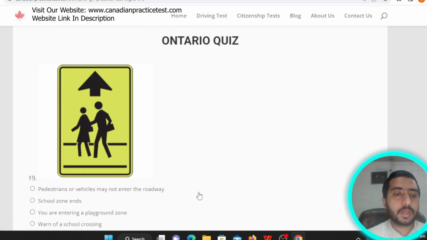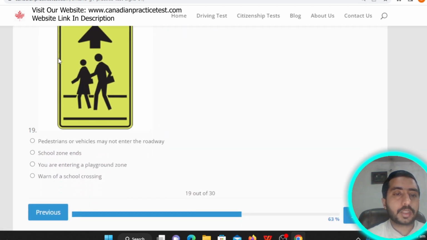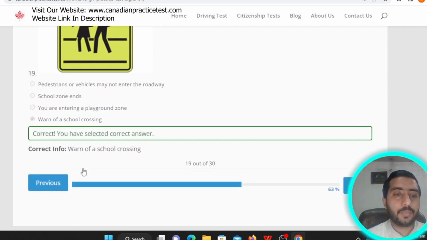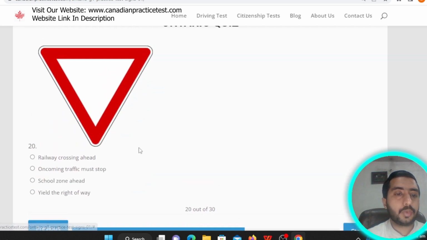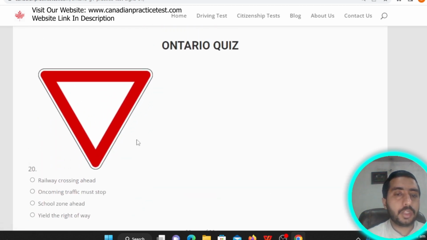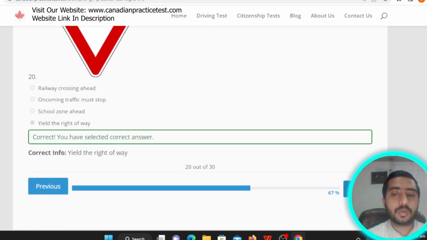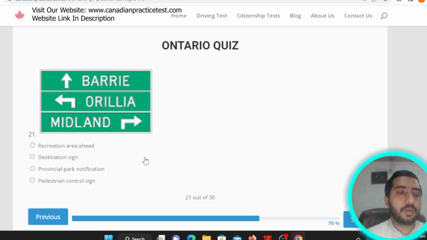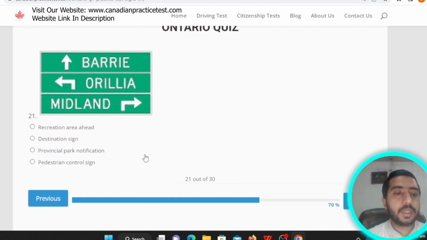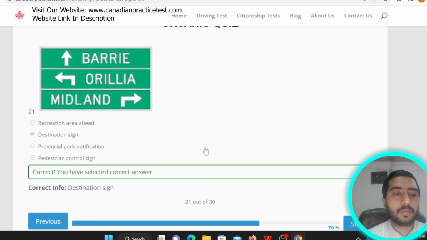Next question, question number 19, and this 19th symbol clearly represents a school crossing, which is option D. Next question, question number 20, and this 20th symbol is denoted by yield the right of way, which is option D. Next question, question number 21, and the 21st symbol is denoted by destination sign. Option B is the correct one.